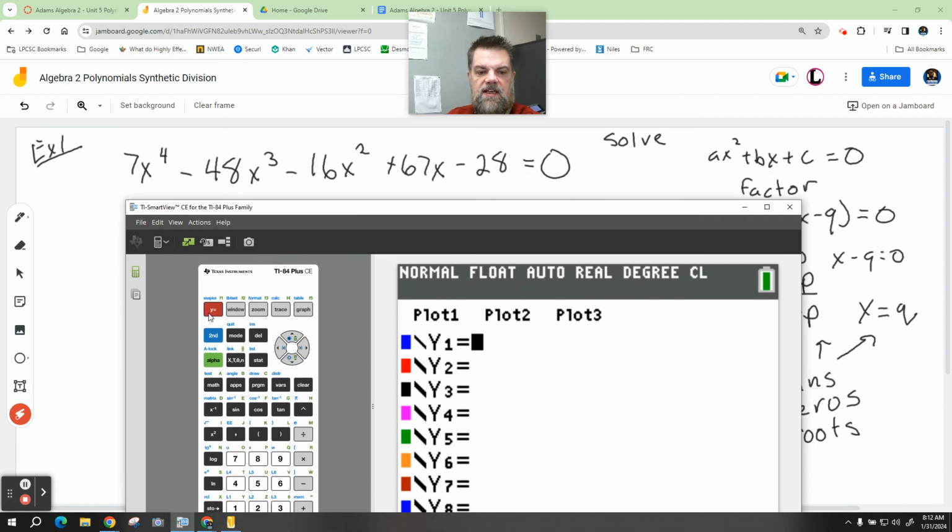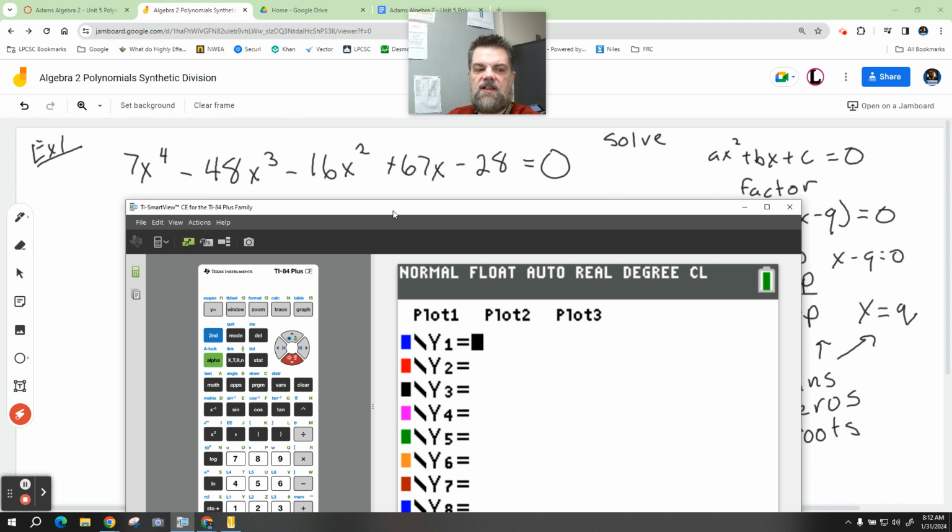So go to y equals. Make sure you have the little line. Does everybody have the little line under y equals? Also hit clear. You might have some equations in there because I use these calculators a lot. So hit clear. Make sure there are no other equations in here. Okay? There's no information in here.